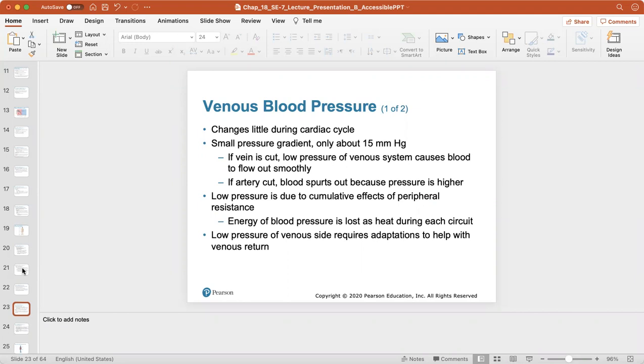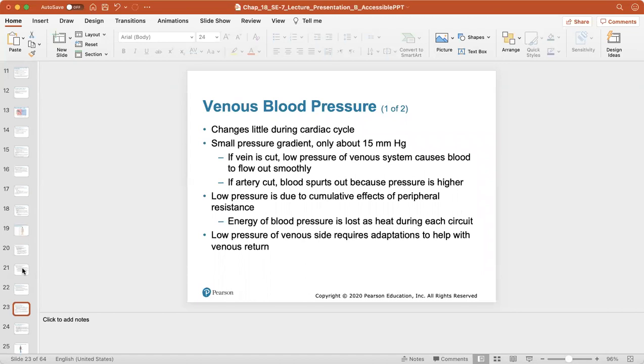Venous blood pressure changes little during the cardiac cycle. It's a small pressure gradient, only about 15, so pressure is very low in your veins. If a vein is cut, the low pressure of the venous system causes blood to flow out smoothly, but if an artery is cut, blood will spurt out because the pressure is much higher. The low pressure is due to the cumulative effects of peripheral resistance, and the energy of the blood pressure is lost as heat during each circuit.